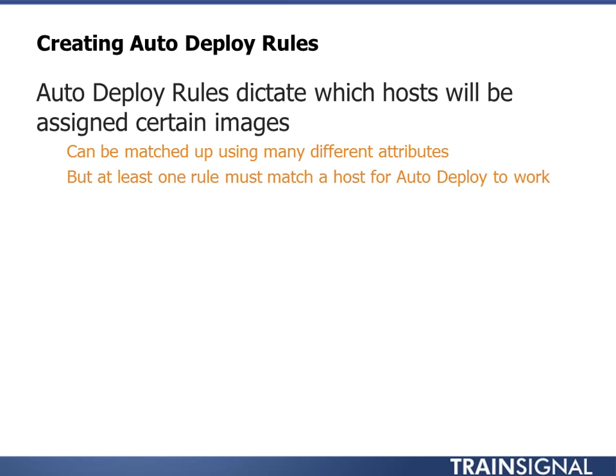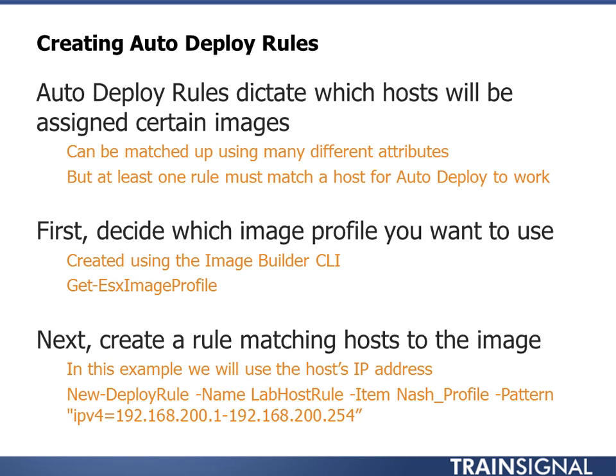So, creating auto-deploy rules. Auto-deploy rules dictate which hosts will be assigned certain images. They can be matched using many different attributes. Like I said, you can use vendor, serial number, model number, most likely IP address. One rule must match or it doesn't work. First, decide which image profile you want to use, created using the Image Builder CLI, and you can get a list of your images using Get-EsxImageProfile.